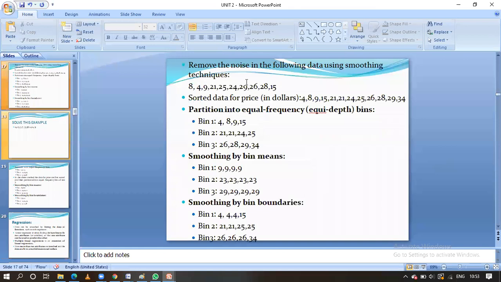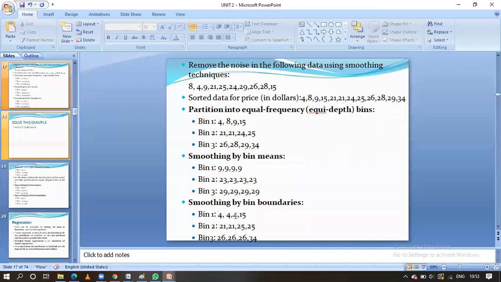This is the input data. First we have to sort the data. After that we have to divide that into equal depth frequencies. I have divided this overall data into three bins, and each bin contains four elements. First four elements in the first bin, second four elements in the second bin, third four elements in the third. The next thing we are going to do is calculate the average, the means. We are going to fill the values with the means.